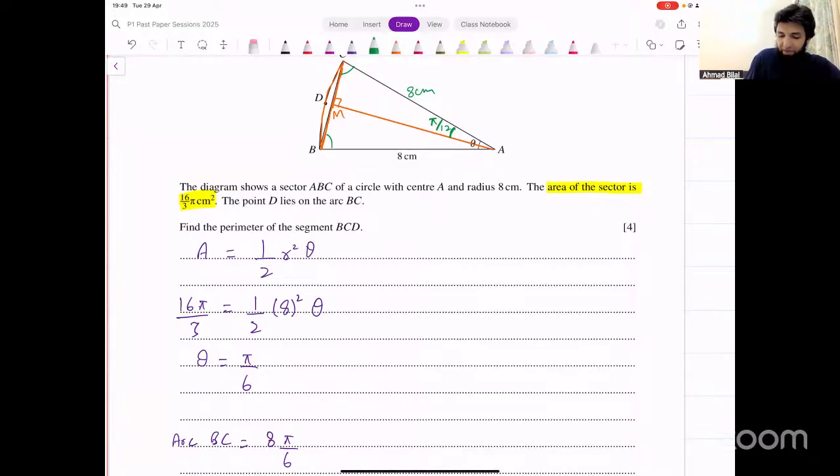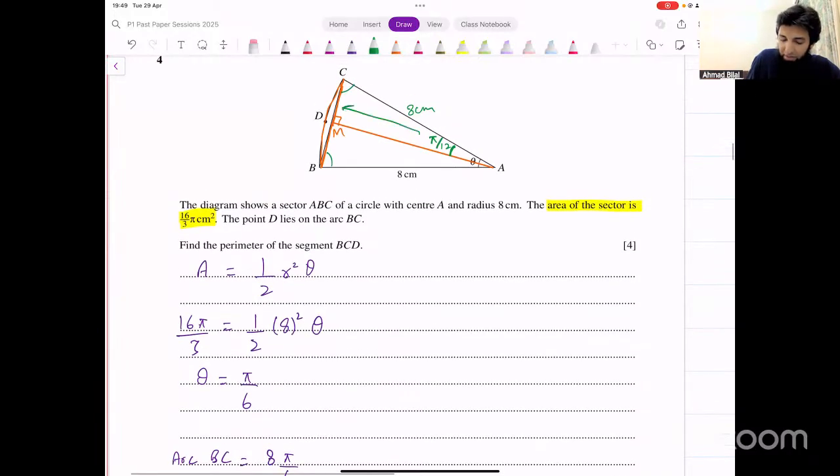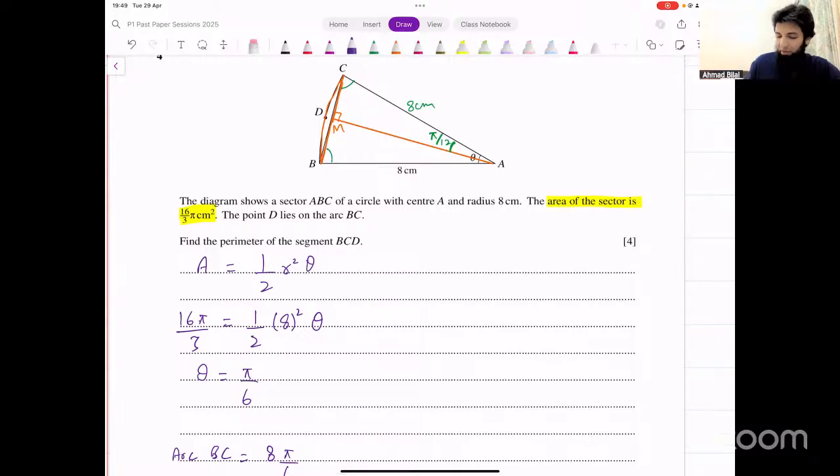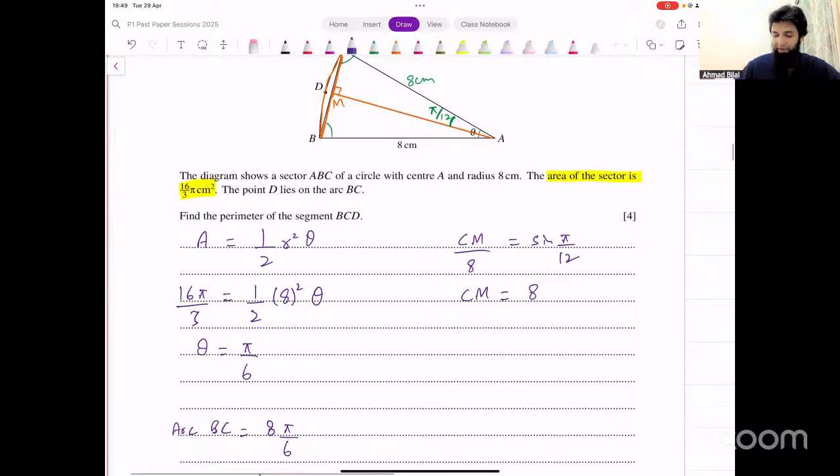Now, use this right angle triangle. MC, this side joining M and C, is the perpendicular of this triangle. Let's figure out what that is going to be. Perpendicular over the hypotenuse gives us CM over 8, and that is equal to sine of pi over 12, and that will give us the value for CM. You can see what that turns out to be: 8 into sine pi over 12.